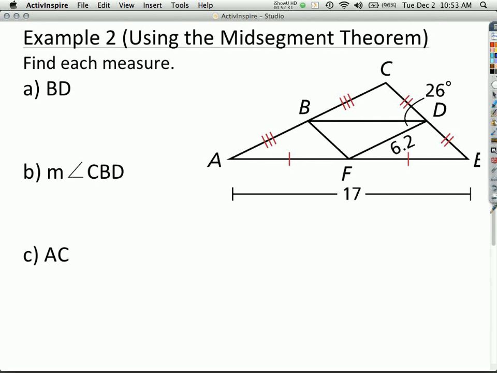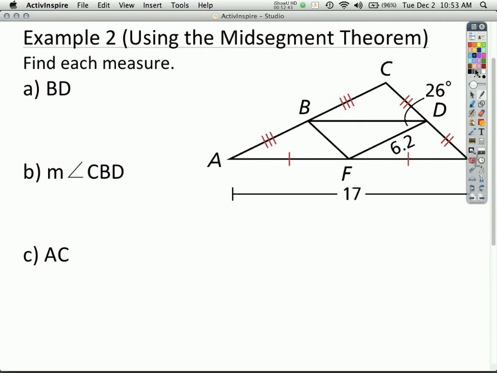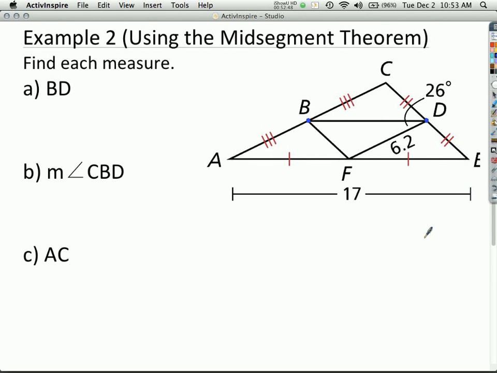So now, using the idea of mid-segment, using the mid-segment theorem, find the different measures. Part A, find BD. So we would like to find the distance from here to here. What can we do?